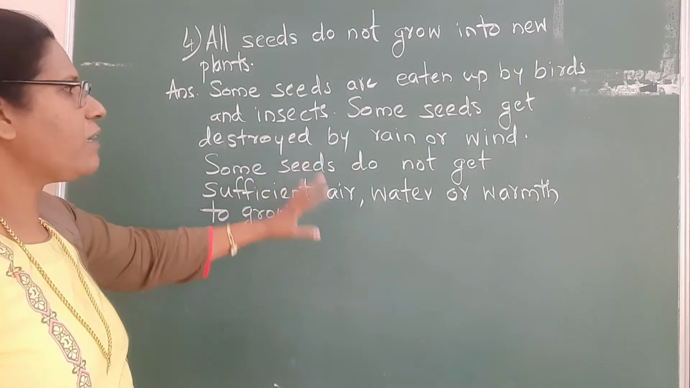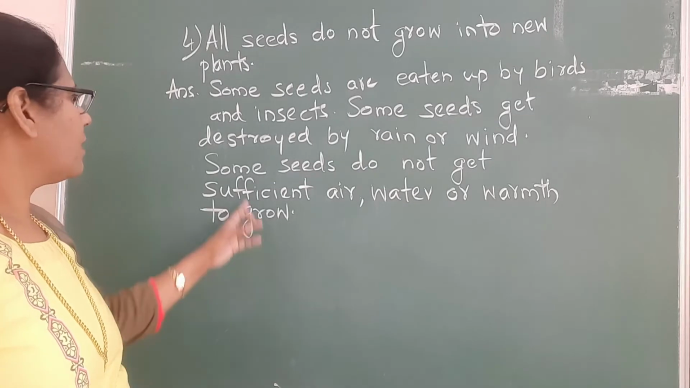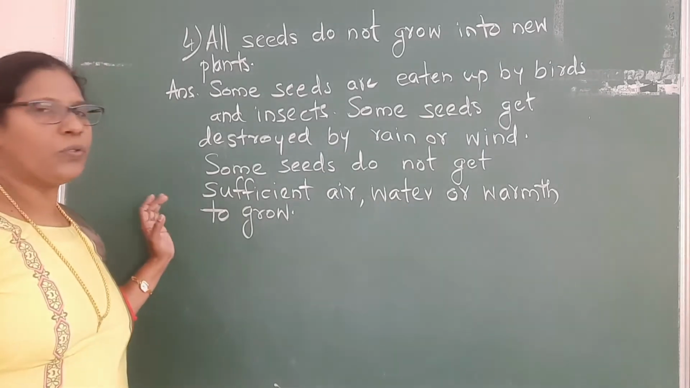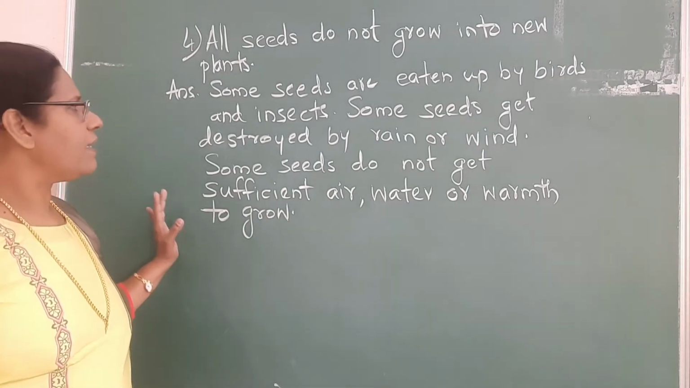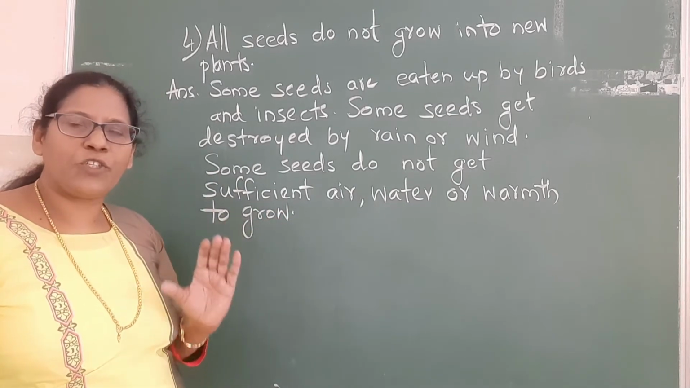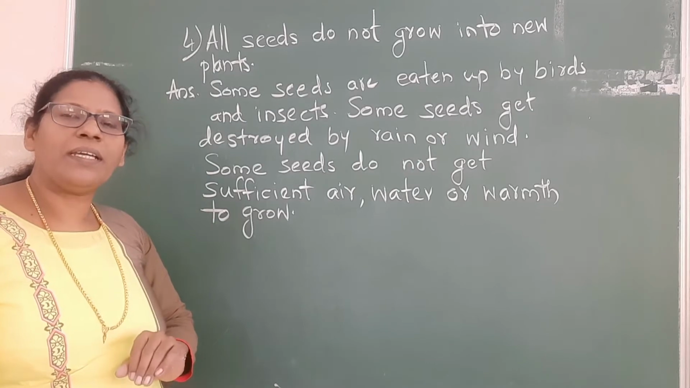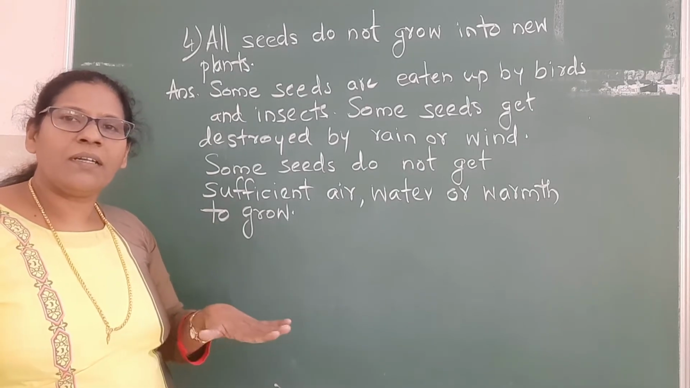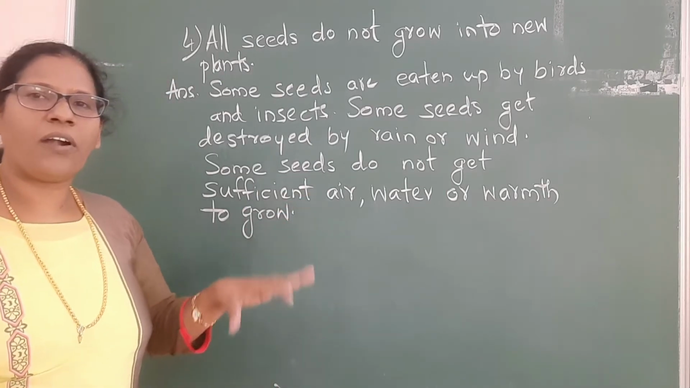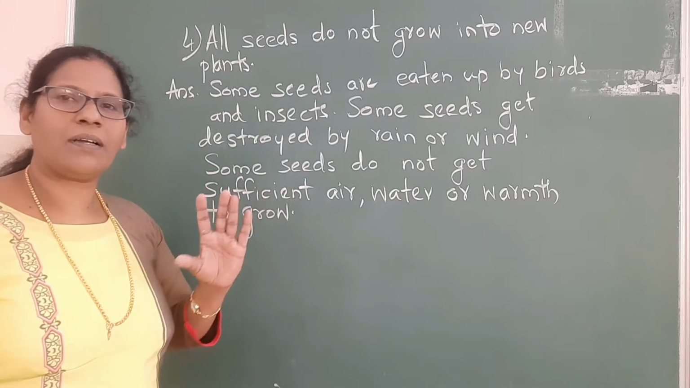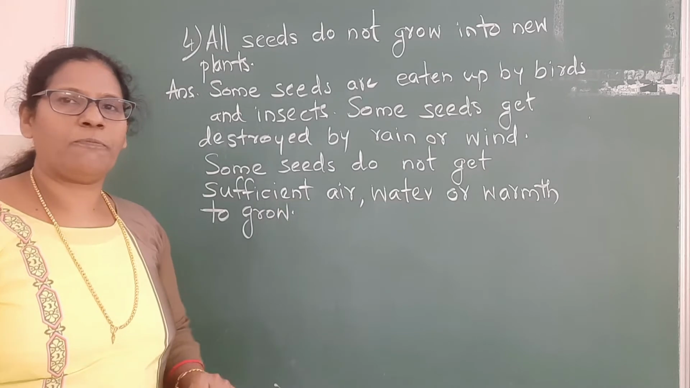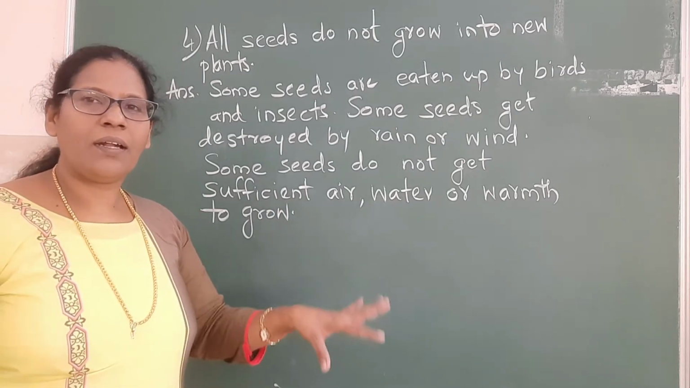Some seeds get destroyed by rain or wind. Some seeds do not get sufficient air, water or warmth to grow. We know that for seeds to grow, sufficient air and sunlight should be there, and then it should be in proper soil. If the seed has fallen or been dispersed on a rock or a hard stone, then it won't grow. It will die off.